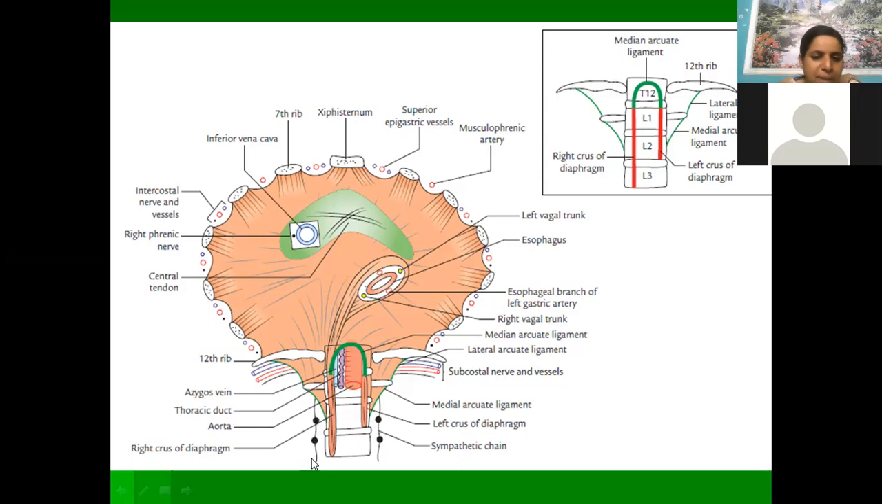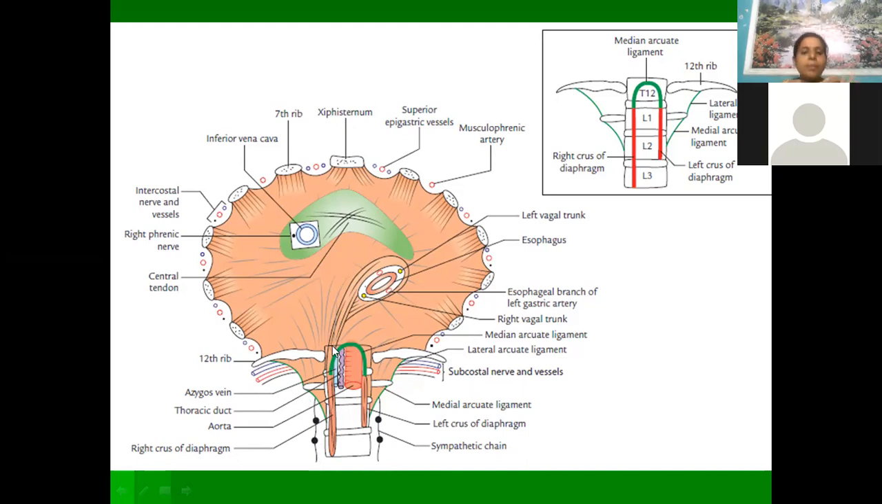Now, if you observe on the right and left crus, close by, you are finding these black structures. Actually, this is the sympathetic chain. It's written here, sympathetic chain. And see here, below the last rib, that is the 12th rib, you are finding certain blood vessels and nerves. You call them subcostal vessels and nerves. So each and every labeling of this is very important, beta.